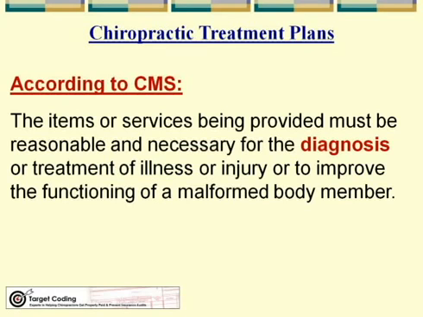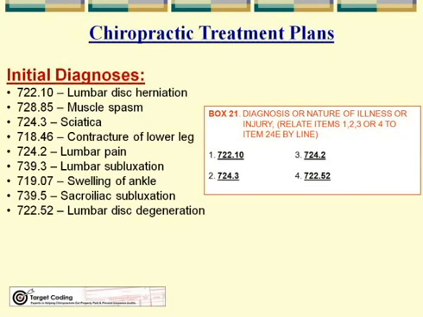So let me show you an example here. A patient comes in with an MRI. It shows a herniated disc. Now, I don't recommend you use a herniated disc or a stenosis diagnosis without an MRI. So just a little heads up on that. Patient comes in with an MRI. We see a herniated disc. Exam shows muscle spasm. The patient has pain down her leg, low back pain, sciatica, swelling of the ankle, sacroiliac and lumbar subluxations. We took x-rays. We found lumbar disc degeneration.